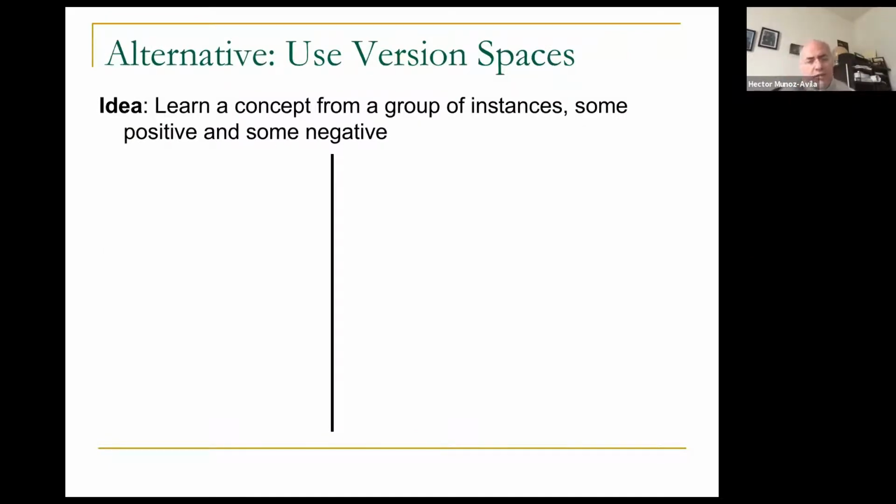And again, there are references at the end on the concrete methods that were used, procedures that were used. Let's talk about version spaces. This is a concept learning algorithm where you're given a group of instances. And I mentioned there has to be some negative conditions.